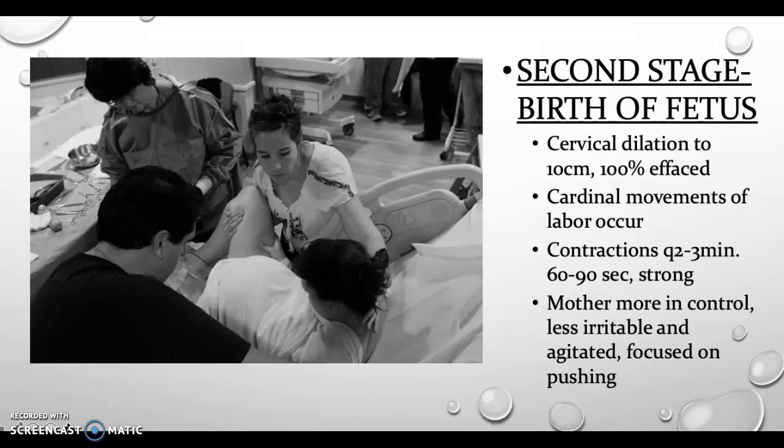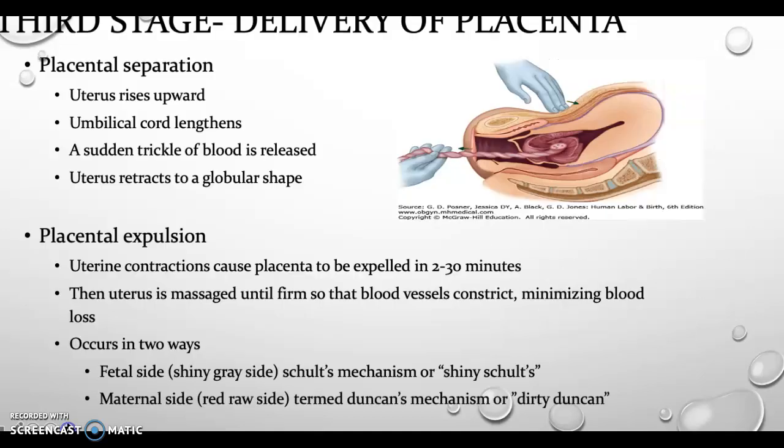In your ATI, it's kind of confusing sometimes because students have a hard time differentiating: is the birth of the baby the beginning of stage 3 or the end of stage 2? What it really is, the birth of the baby takes you from stage 2 to stage 3. So it's kind of both, but if you think of it as an arch that connects the two, that birth of the fetus is the arch that goes from the second stage to the third stage. That's helpful.